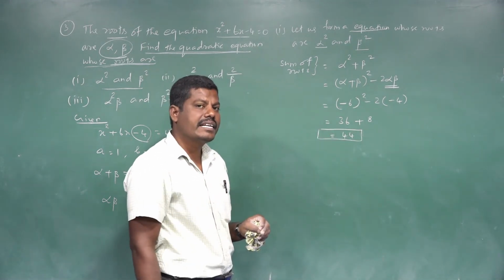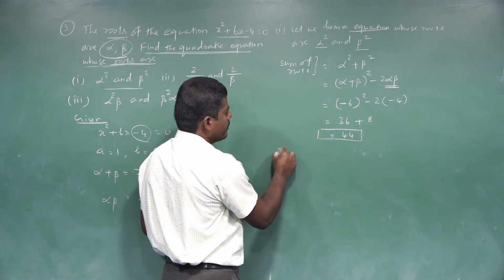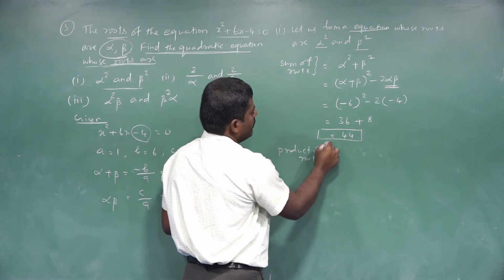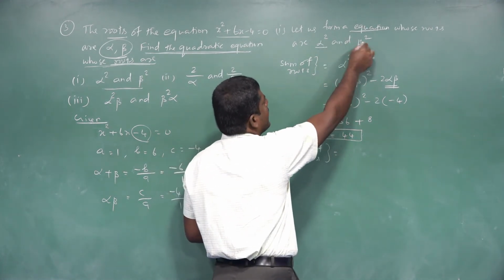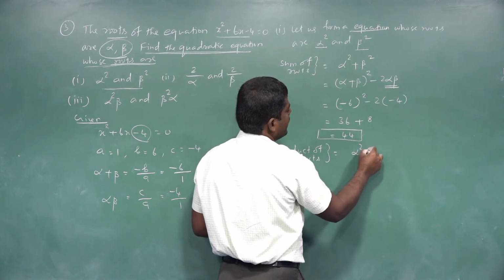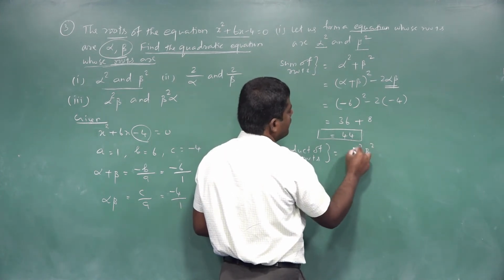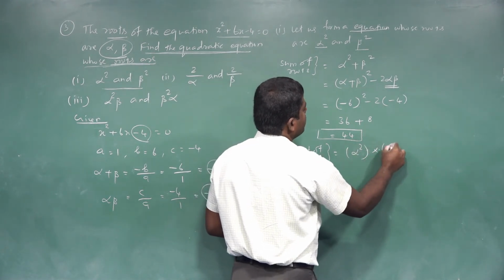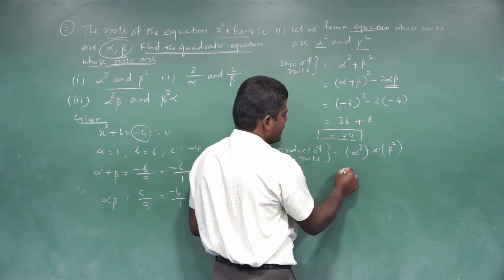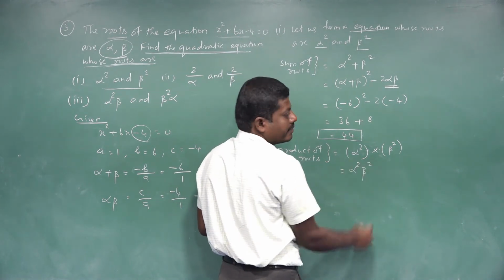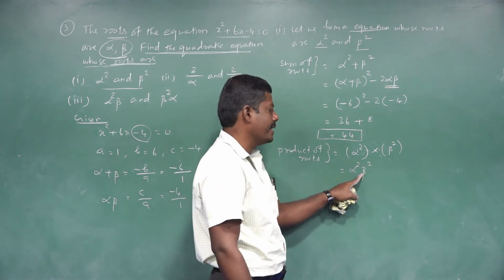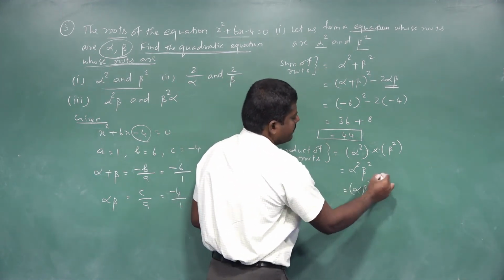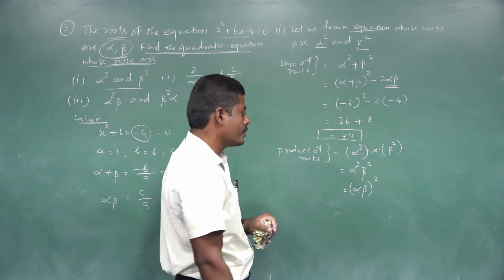Next we need product of roots. Product of roots is equal to, you want to multiply these two roots. Alpha square multiple beta square. Otherwise you write multiple sign here. Alpha square multiple beta square is nothing but alpha square beta square. Understand? Here alpha has square and beta also has square. Simply we can write alpha beta the whole square.